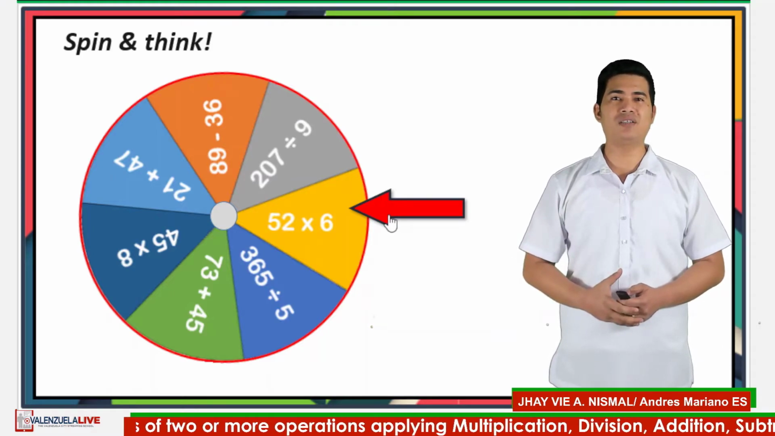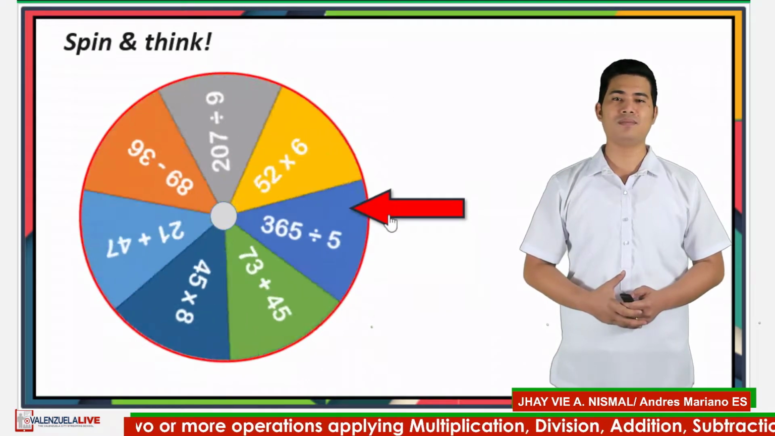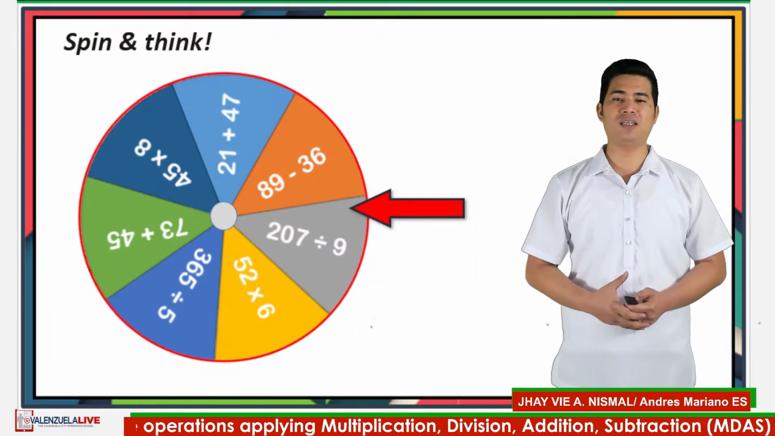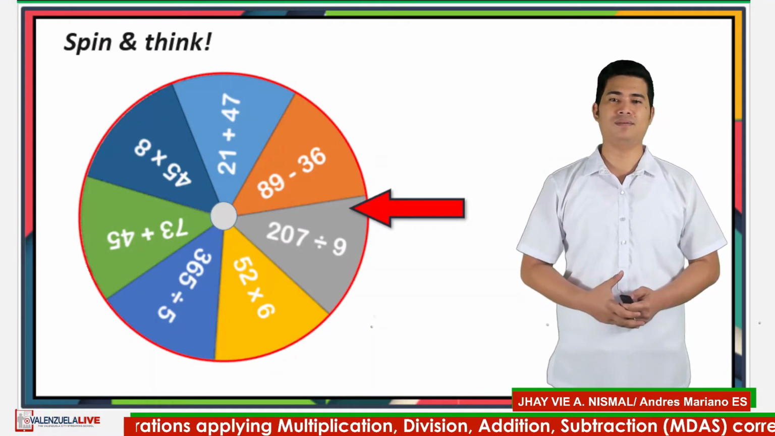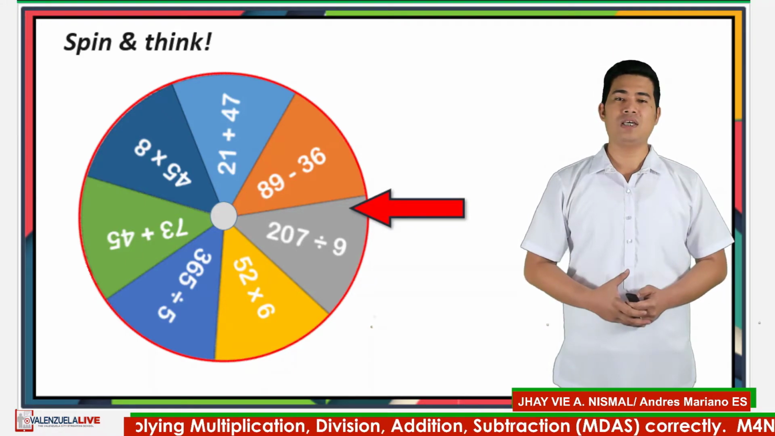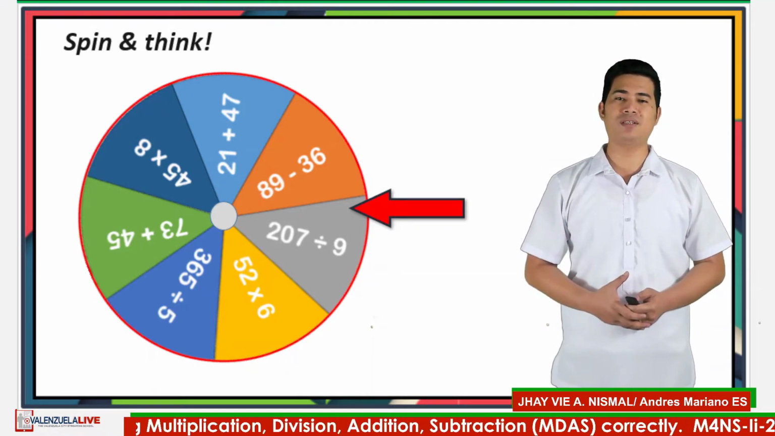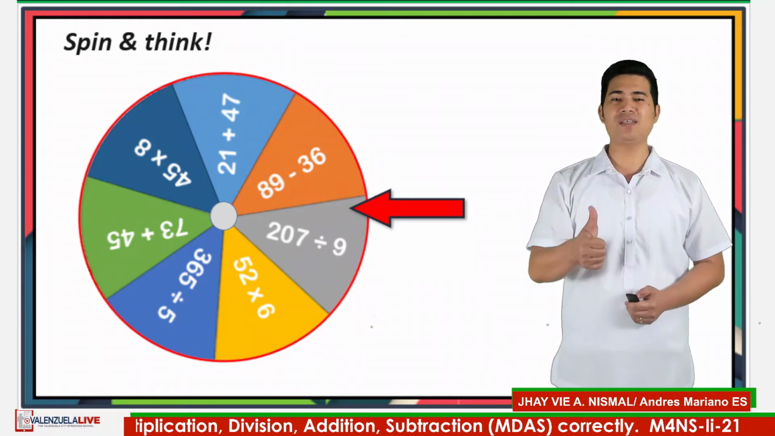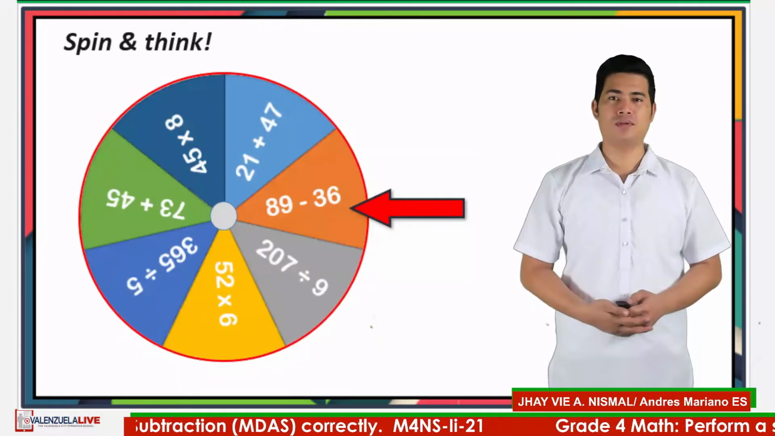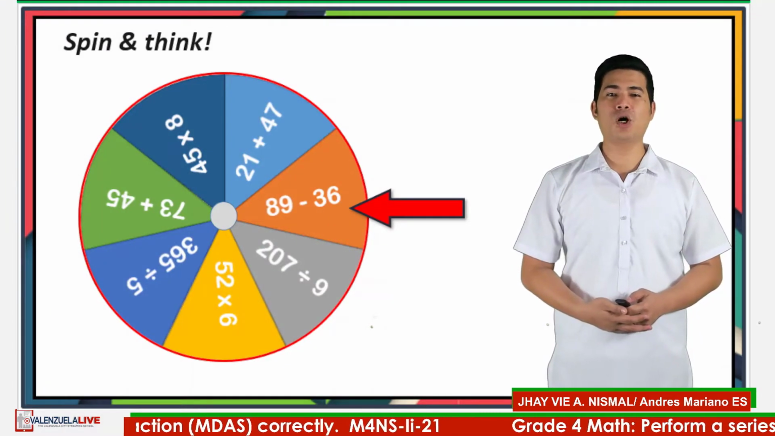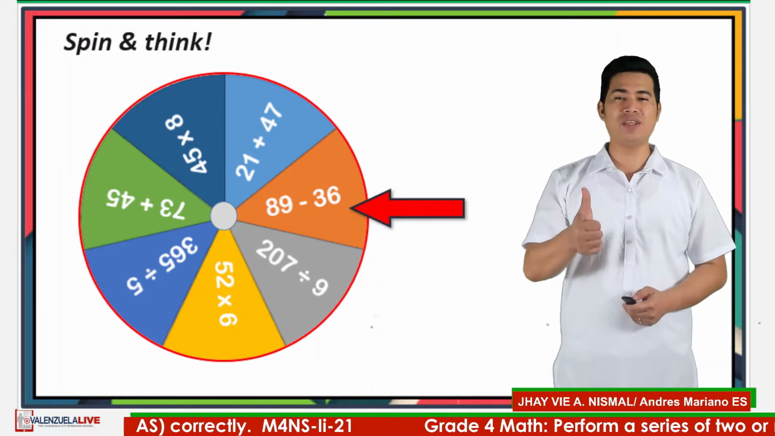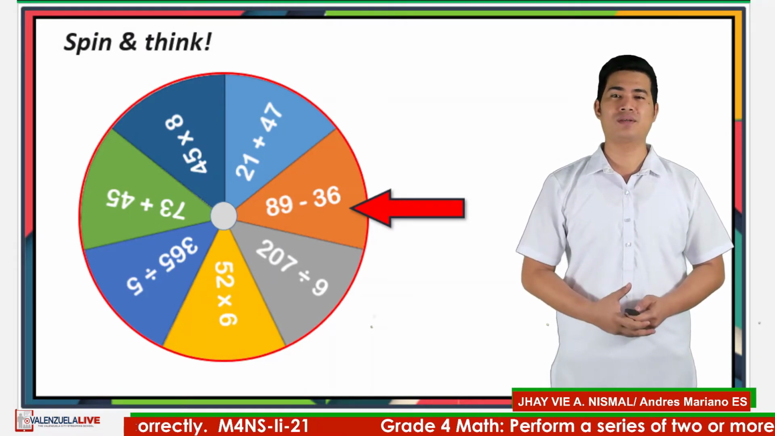Let's have another spin. 207 divided by 9. Is your answer the same as 23? Amazing! Very good, grade 4 learners. It seems that you already mastered the 4 basic operations in mathematics. Great job, grade 4 learners.